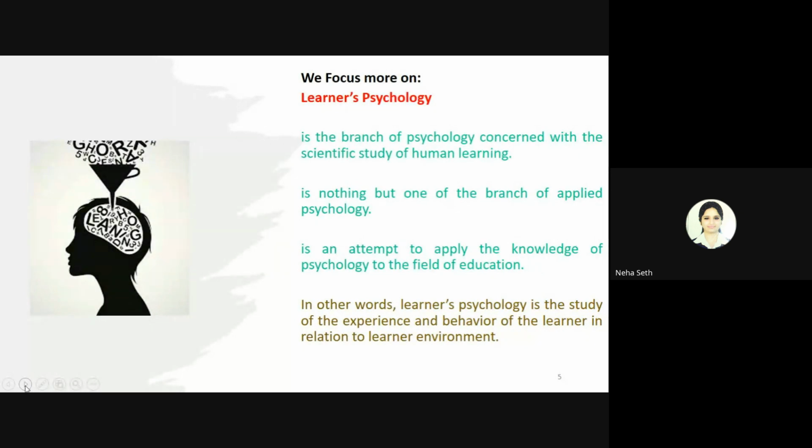So it is nothing but one of the branches of applied psychology, and it is an attempt to apply the knowledge of psychology to the field of education. And our focus will be higher education institutions today. It may also be said that learner psychology is the study of experience and behavior of the learner. Learner means our students in relation to the learner's environment. Now, there are a number of factors that affect the learner environment. We are going to discuss these factors as well when we are moving further.